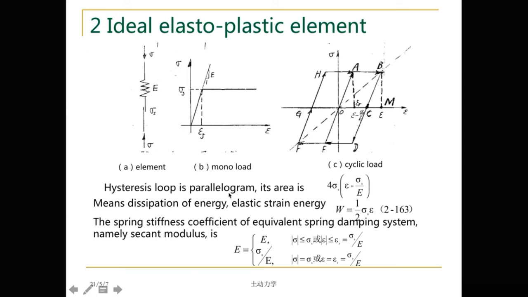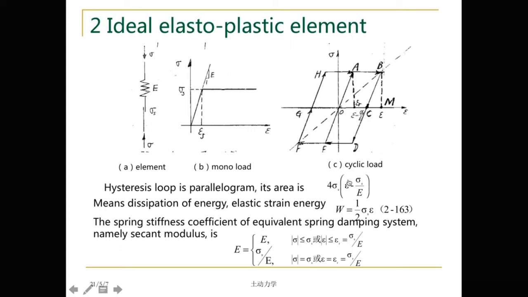Then here, how much is this strain? It is equal to, because the total strain is epsilon, and AO is parallel with BC, then OC just equals OM minus O here.